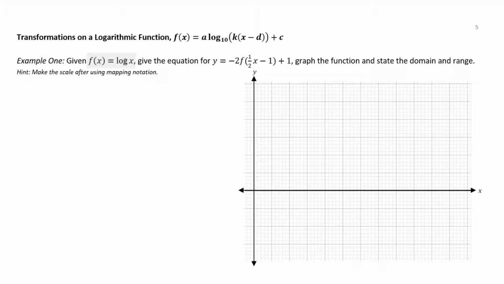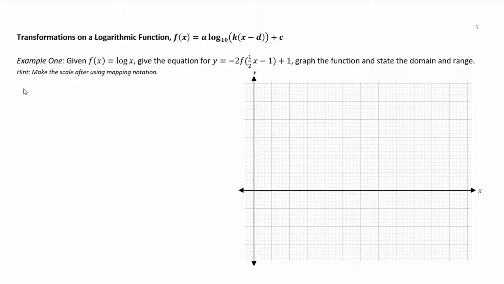Given f of x is equal to log x, and there's no base there, so we assume that the base is 10, that this is the common logarithm. So given f of x is equal to log x base 10, give the equation for y is equal to negative 2 f of (1/2 x minus 1) plus 1, graph the function, and state the domain and range. So the first thing that we're going to look at is give the equation for this transformed function if this is your parent function right here.